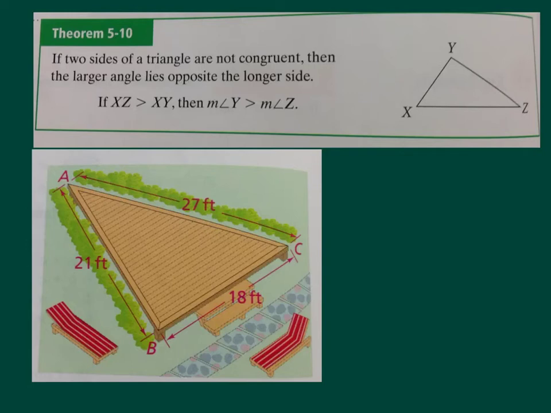Hopefully you would agree. You would try to put the benches in corners B and C. Angle A is opposite the shortest side, so that's going to be the smallest corner. B and C are opposite the two longer sides, so those would be the largest corners. Quick check number 2 asks you to put the corners in order from least to greatest. Please pause the video while you try to figure this out. We already said your smallest corner would be angle A. The next smallest corner would be opposite the 21-foot side, which would be angle C, and then your biggest corner would be angle B.